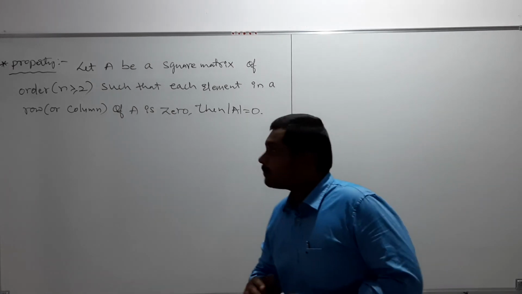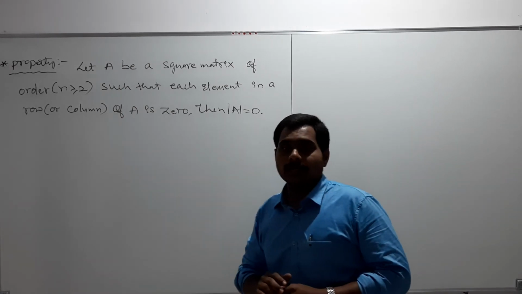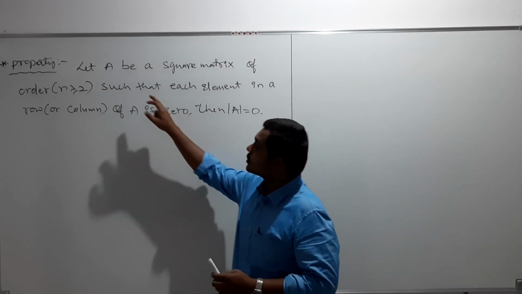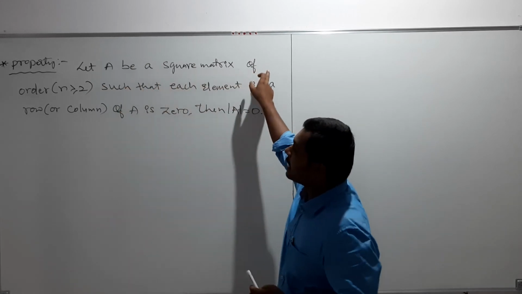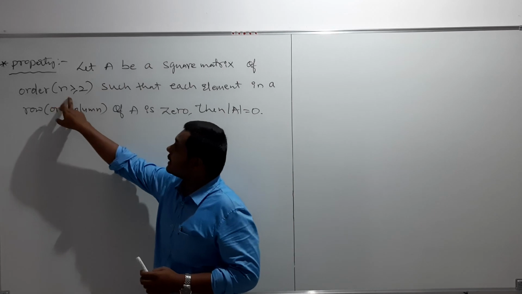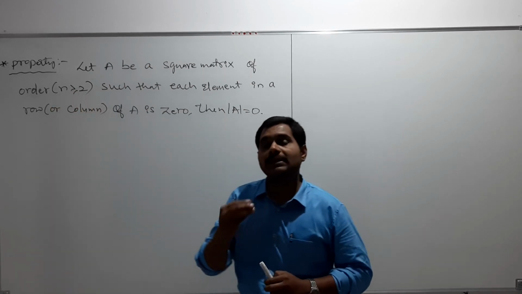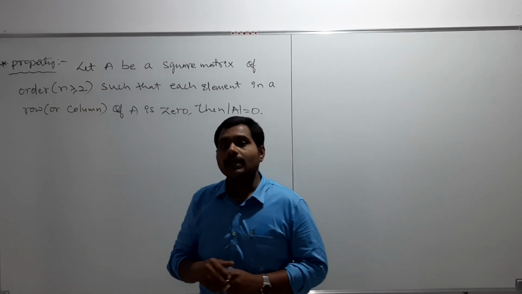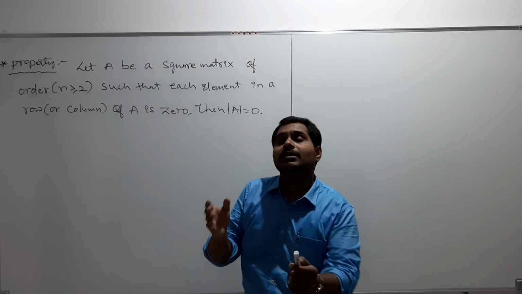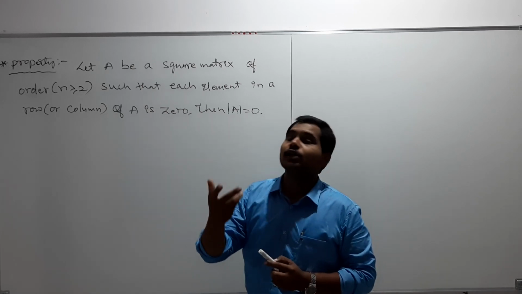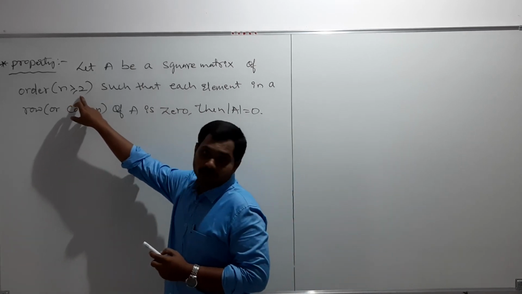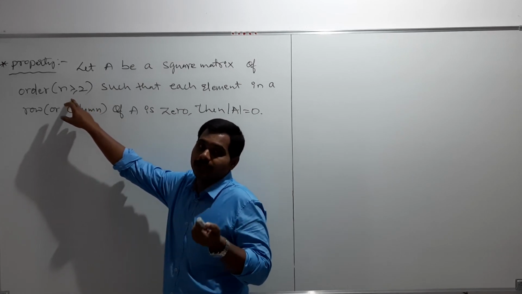My dear students, the next property is already written here. Let A be a square matrix of order n greater than or equal to 2. So whatever matrix you get, it may be of order 2 or greater than 2. That's what I wrote here: n is greater than or equal to 2, where n denotes the order.